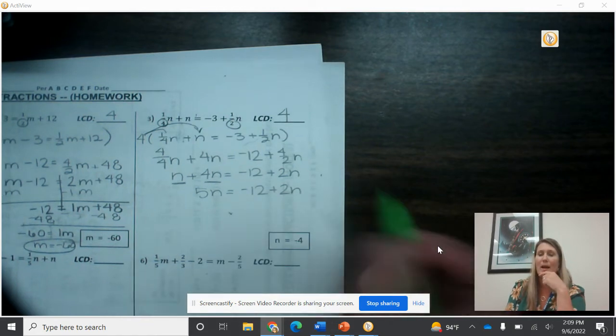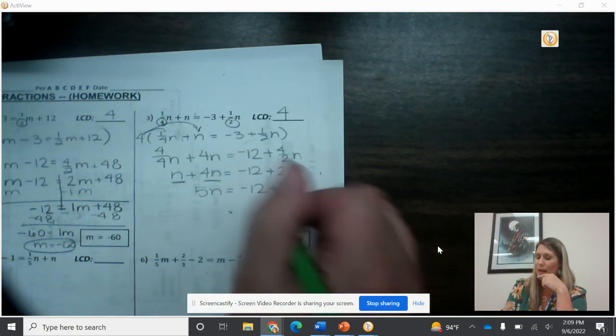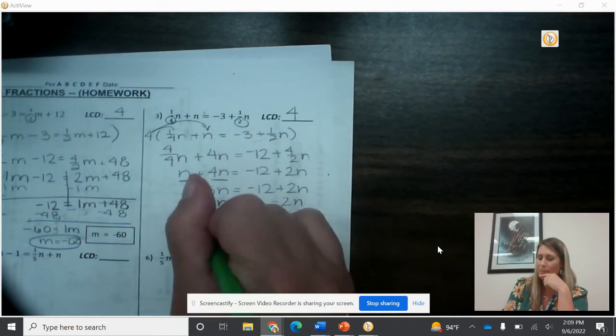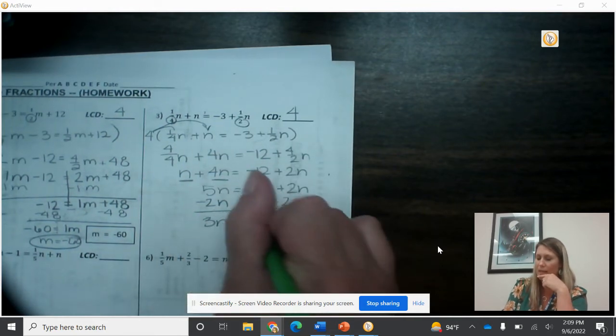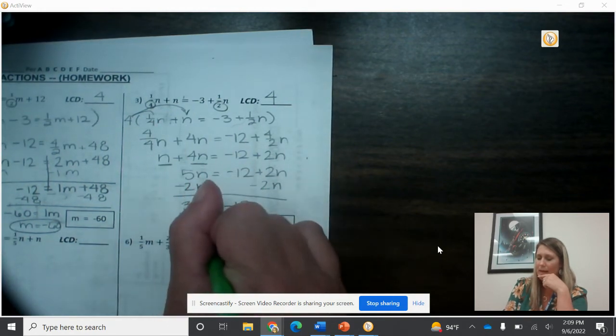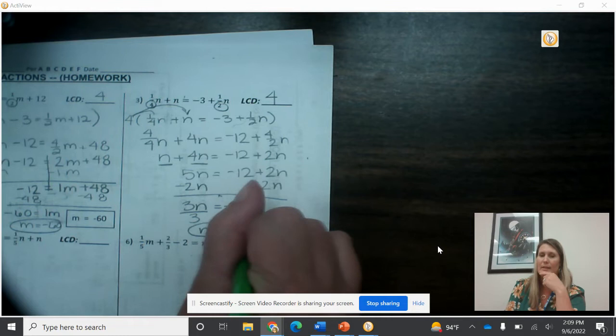Okay. Now I have to move the variable to one side. So I can subtract 2n from both sides, and I get 3n equals negative 12. Divide both sides by 3, and I get n equals negative 4.